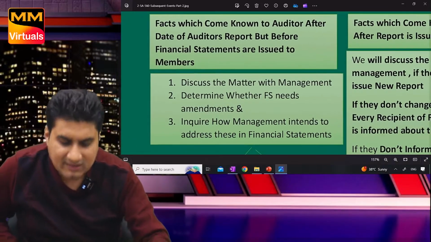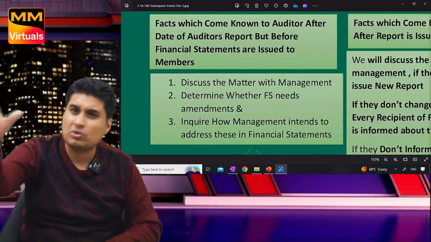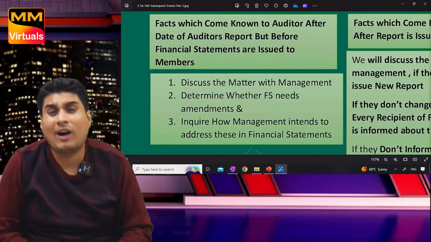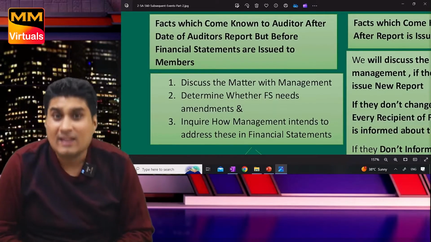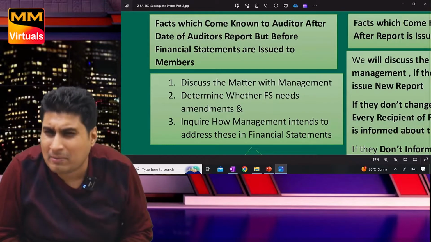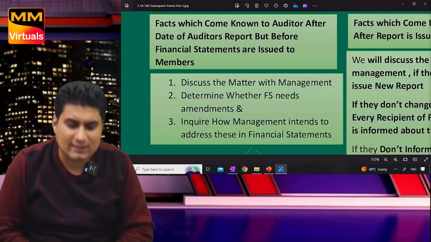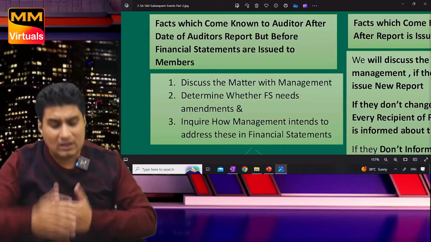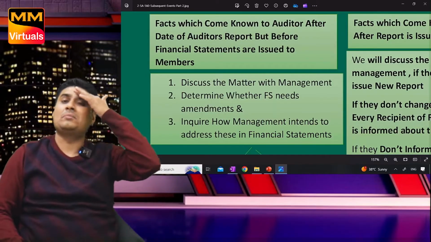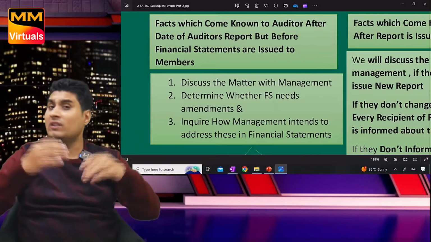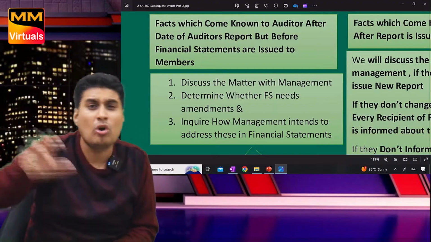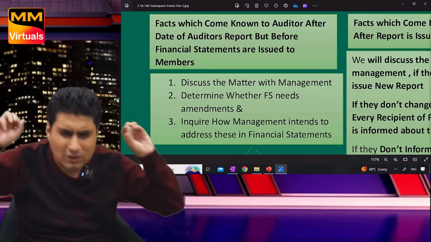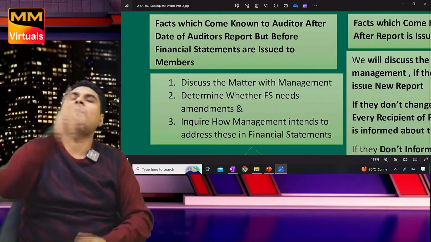Number one, discuss the matter with management. As soon as the news is there, you call: hello, Baba Ramdev, what to do? He says, I am also seeing it on TV, sir, you tell me what to do. Discuss the matter with management. See whether the financial statement needs amendment. Inquire how management will address this in the financial statement. They say, sir, whatever you do, we will tell. For example, if you want us to book the loss, we will book it. Very simple: as soon as you come to know of any such thing, discuss the matter with management.